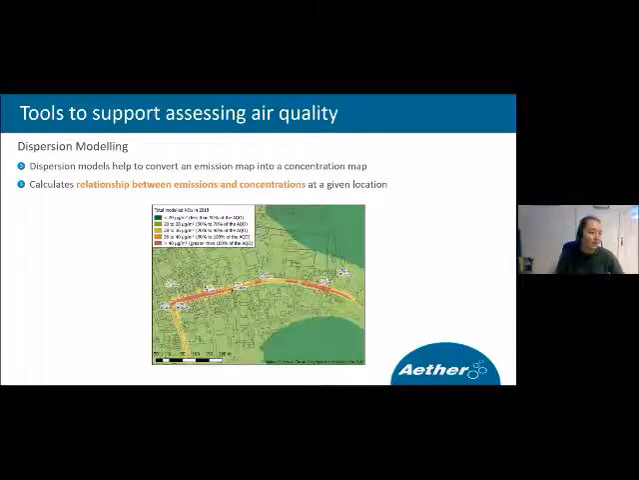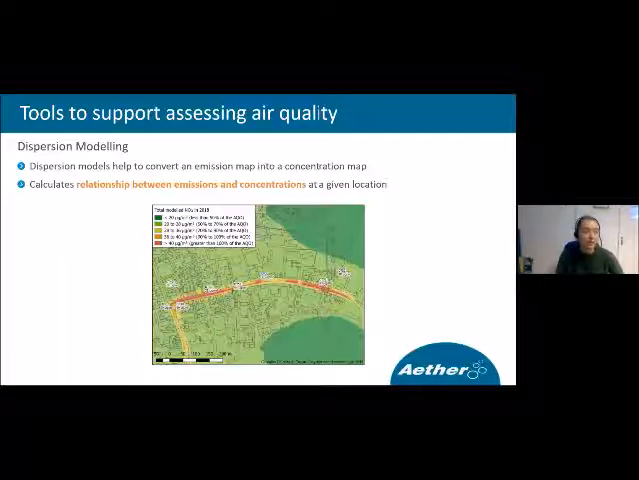So for example, in this case, this is a road in Oxford, and the units now are micrograms per cubic meter, which is concentration. You can see the concentration of NO2 along this road in Oxford in 2018. And in order to validate the outputs of your dispersion model, you can use things like diffusion tubes to accurately see if the concentration maps that you've calculated are indeed correct.